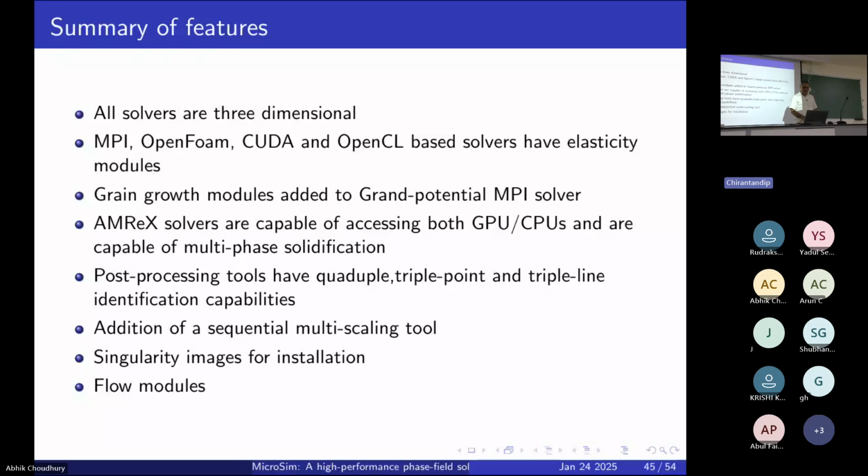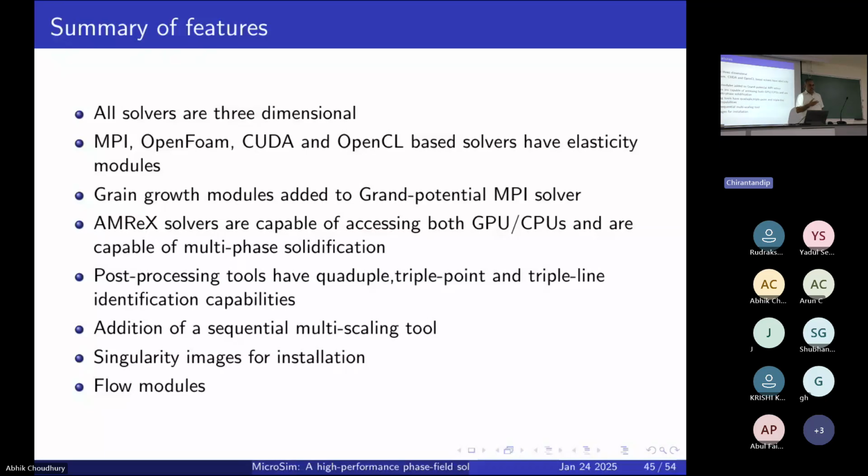And singularity images for installation are helpful for those who are starting. So we recognize that the user community will be at different stages of development. Some users are getting started, so for them it's important to just run the cases as they are and see how the output is. For them, singularity images are very useful because you don't have to do any kind of installation. You just install singularity, copy the images, and you can start to run the solvers as long as the hardware is supporting that.